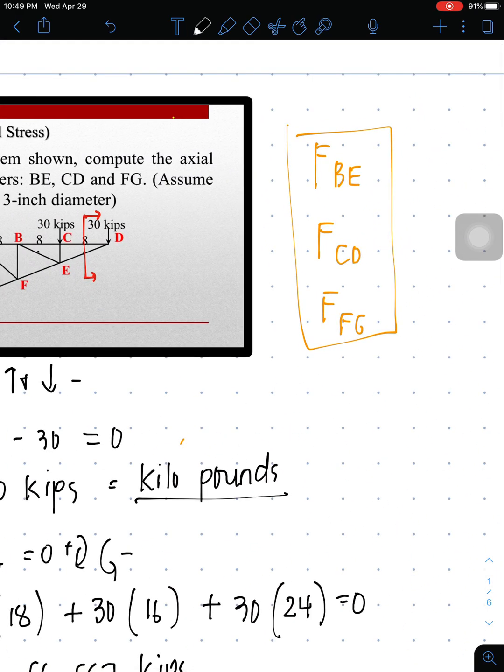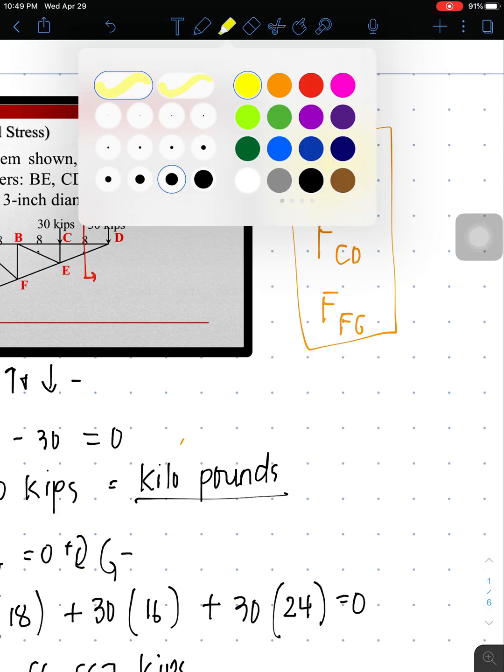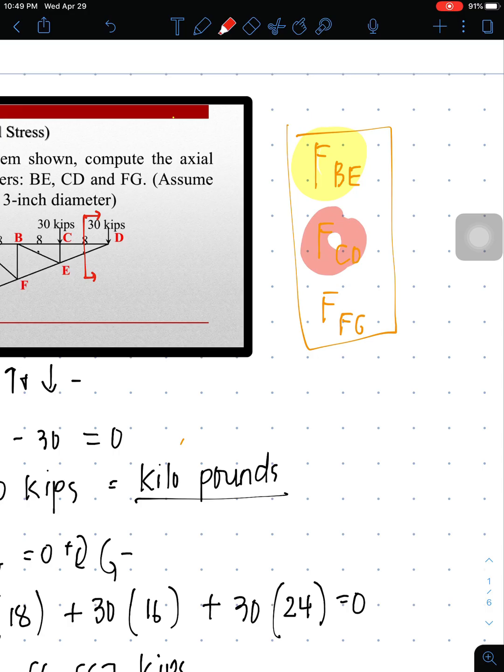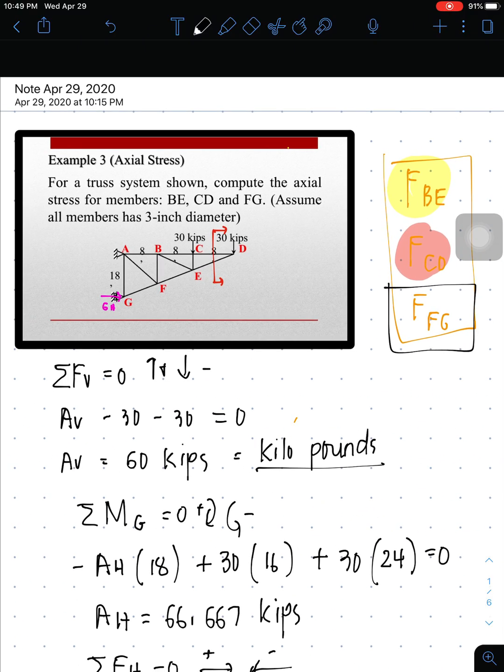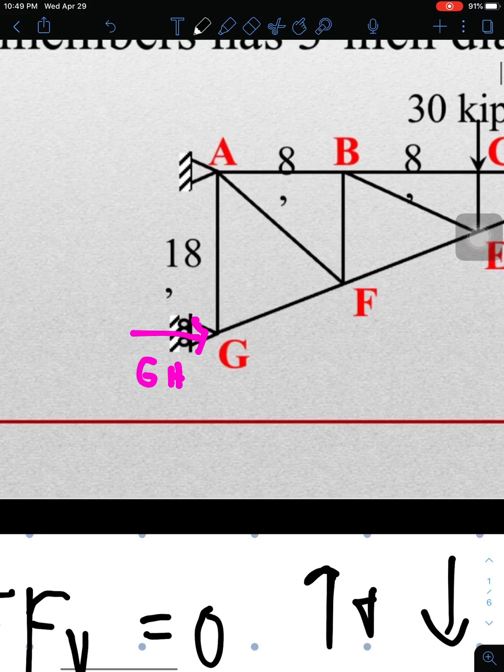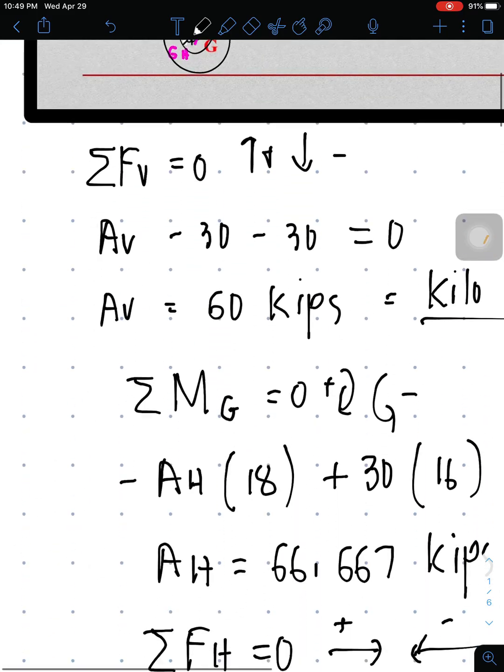So recap lang ta. We're through with this one, and we're also through with this. Ang last na lang buhatan nato is to solve this one. How do we solve for FFG? So in solving for FFG, we're going to consider this joint. So how do we consider that joint? We're going to simply remove this from the system.